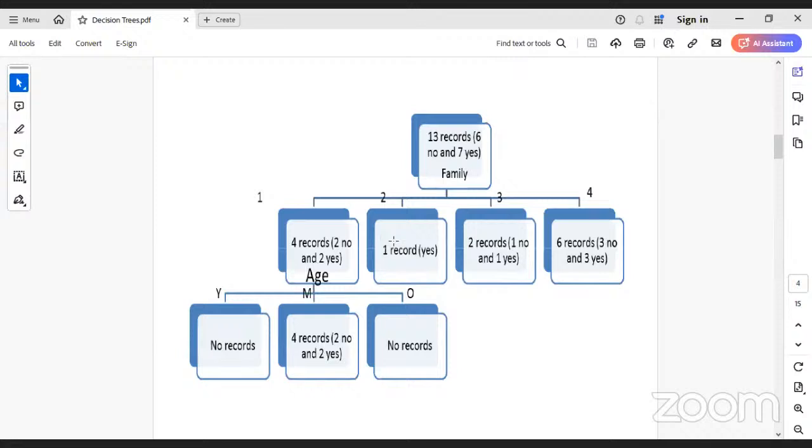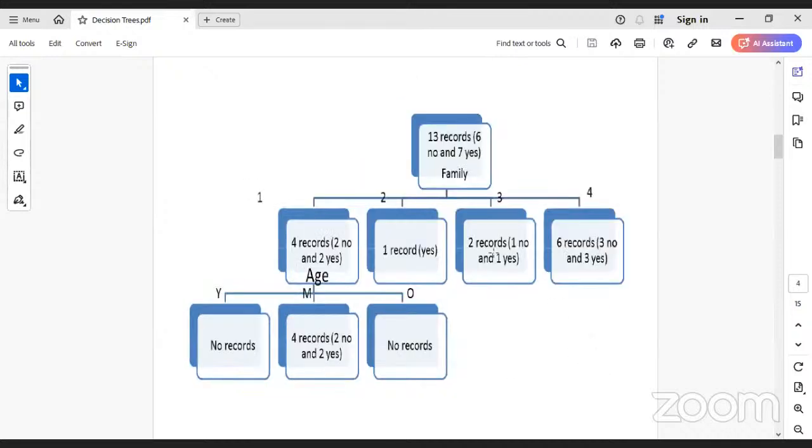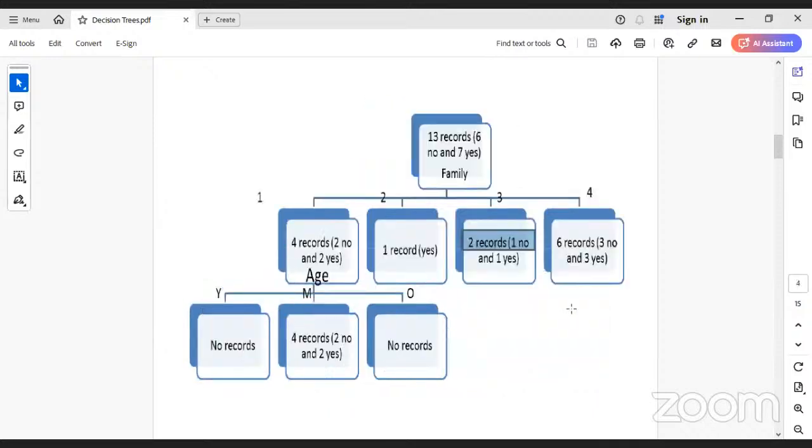Coming to family, and the category is 3. So we have record 1, record 2. One record is of class 0, the second record is of class 1. That is the reason we have written there are two records, one is no, one is yes. Again, this is not a pure node. And the last one is 4. Okay, category 4, we have 1, 2, 3, 4, 5, 6 records. The first, second, third are 0. The remaining 3 are 1. So there are 6 records in category 4, 3 are no and 3 are yes.